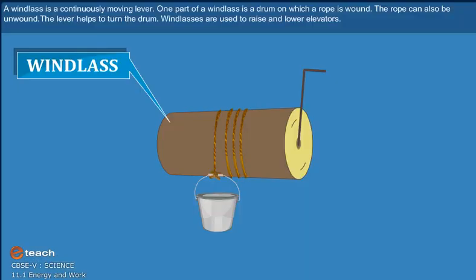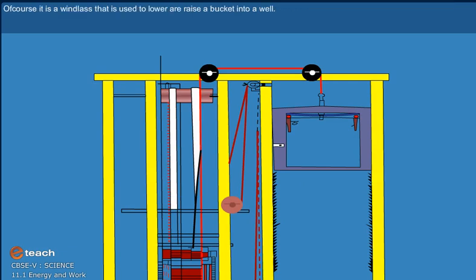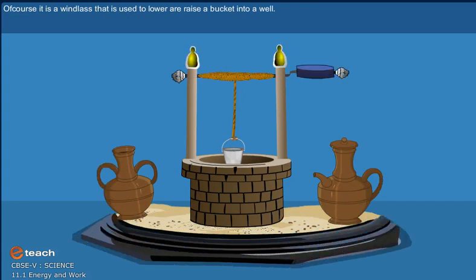A windlass is a continuously moving lever. One part of a windlass is a drum on which a rope is wound. The rope can also be unwound. The lever helps to turn the drum. Windlasses are used to raise and lower elevators. Of course, it is a windlass that is used to lower or raise a bucket into a well.